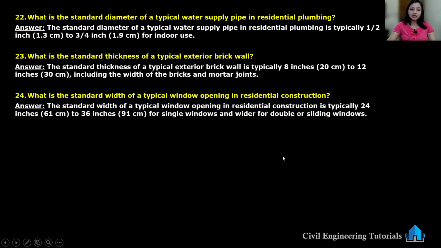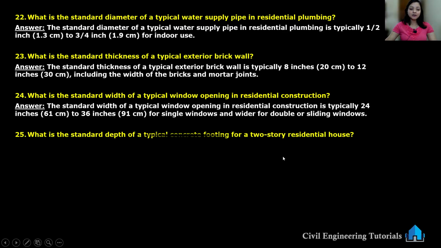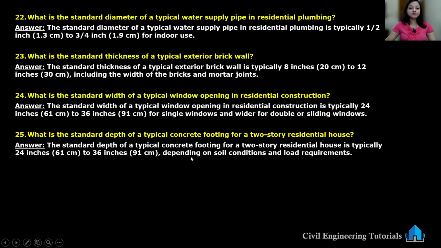Okay. So the last question for this video, this is the last question. What is the standard depth of a typical concrete footing for a 2-story residential house? The standard depth of a typical concrete footing for a 2-story residential house is typically 24 inches, that is 61 centimeter to 36 inches, that is 91 centimeter, depending on soil conditions and load requirements.